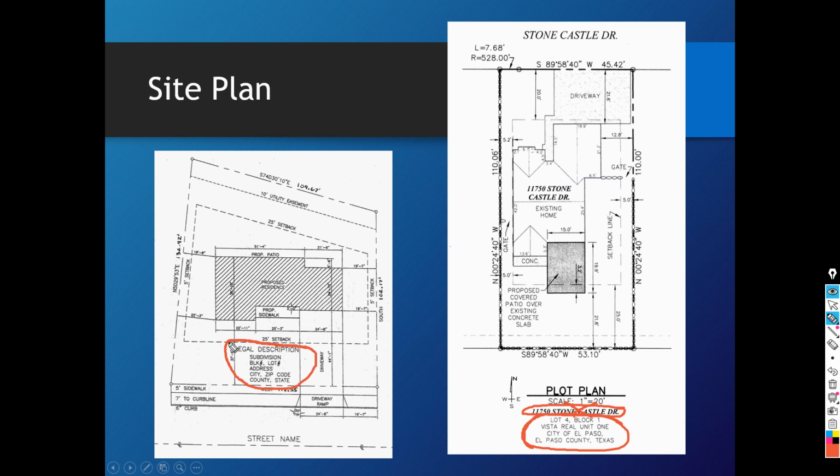So the legal description of this one, I can tell you right now, is Lot 4, Block 1 of the Vista Real Unit 1 subdivision inside the city of El Paso, County of El Paso, Texas. That's a mouthful. What did you just say, Mr. Torres? I'll repeat it. 11750 Stone Castle is also known as Lot 4, Block 1, Vista Real Unit 1 Subdivision, City of El Paso, County of El Paso, Texas. That, ladies and gentlemen, is called a legal description.